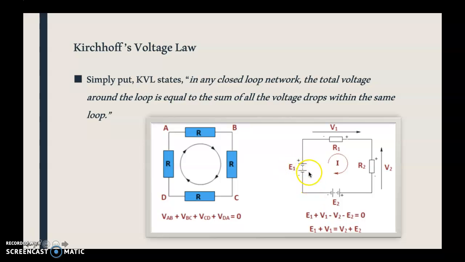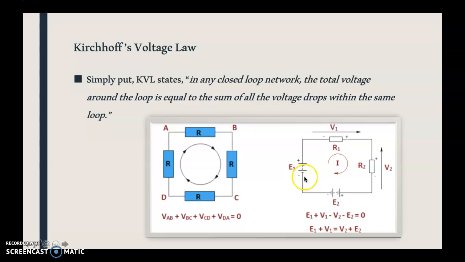So if you say E1 from negative to positive is a negative value, you put it in here as negative E1, then for every time it's negative to positive, you have to do negative. So what I mean by that is this E1 would become negative, V1 would become negative, and then the voltage across V2 would become positive, and E2 would be positive because it's going from positive to negative.